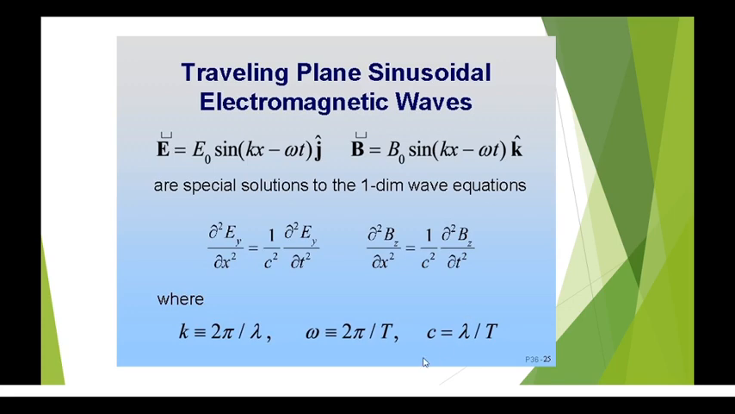Also we have the relation c is equal to νλ or λ by T, where c is the velocity of the electromagnetic wave in vacuum. So in this way you can represent a plane electromagnetic wave which is traveling in the positive x direction, with its electric field and magnetic field components given.